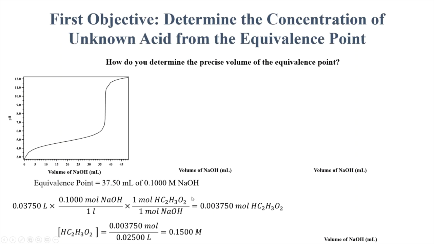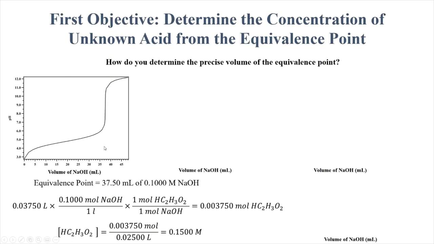Okay, so let's look at our first objective here, which is how do we determine the concentration of the acid from the equivalence point? So we have our graph. This is the data that the student collected. And we want to figure out where the equivalence point is.